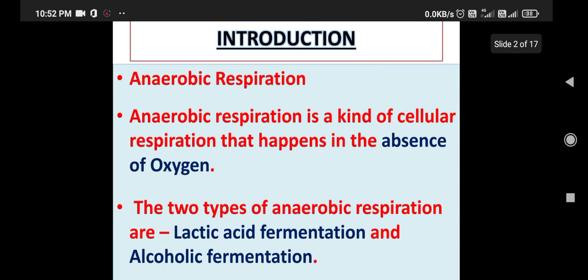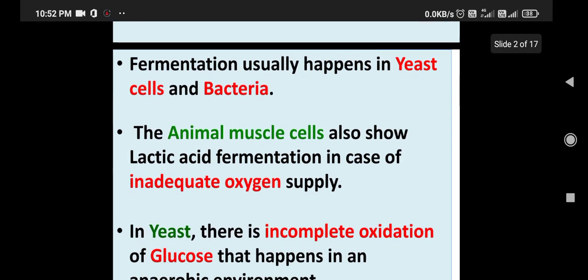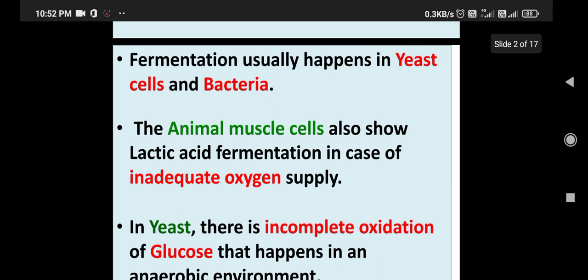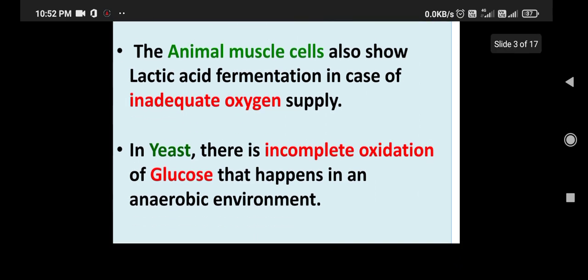Lactate fermentation is nothing but an anaerobic respiration. It is a kind of cellular respiration that happens in the absence of oxygen. There are two types of anaerobic respiration: lactic acid fermentation and alcoholic fermentation. Fermentation usually happens in yeast cells, bacteria, and also animal muscle cells.